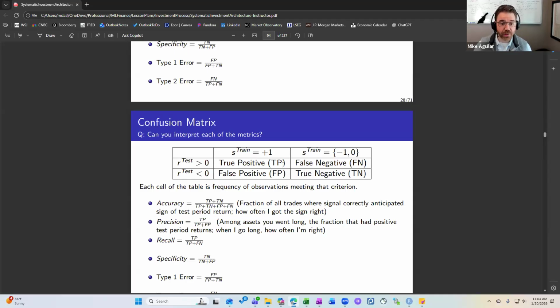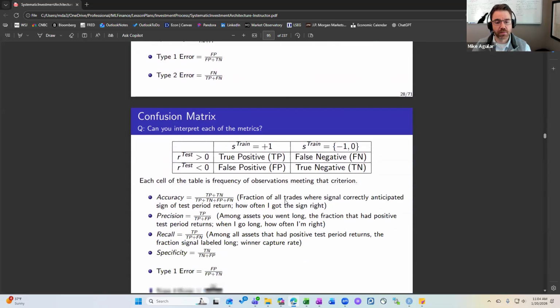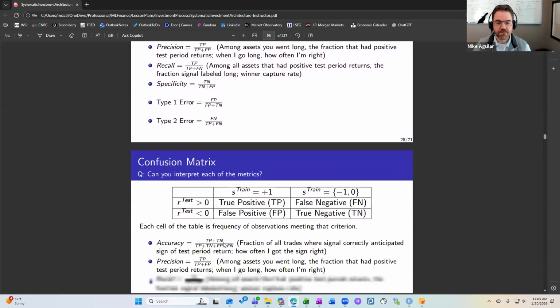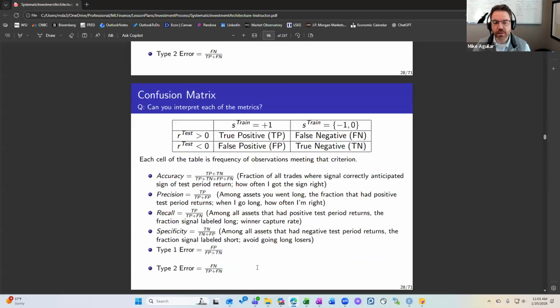Recall. Again, it's true positive as a function of true positive plus false negative. So the denominator is different. Now it's going across that top row. What's my winner capture rate? Out of all the times when I should have gone long, what fraction of them did I go long? The true negative. Okay, so that's again something that I'm doing right by avoiding. Did I avoid going long the losers?